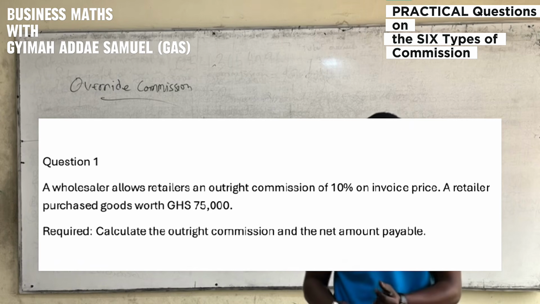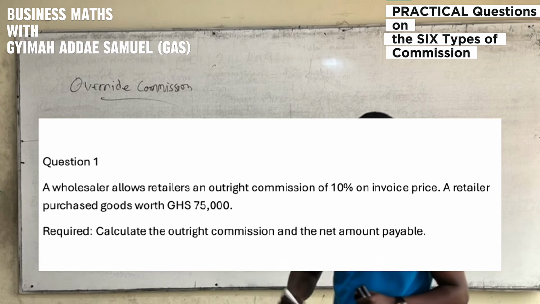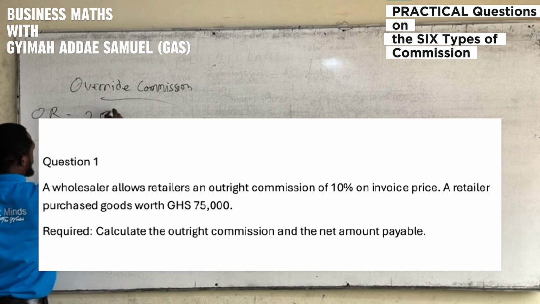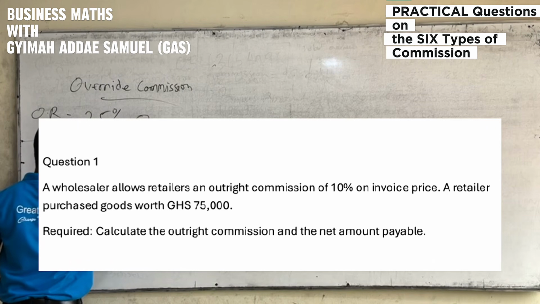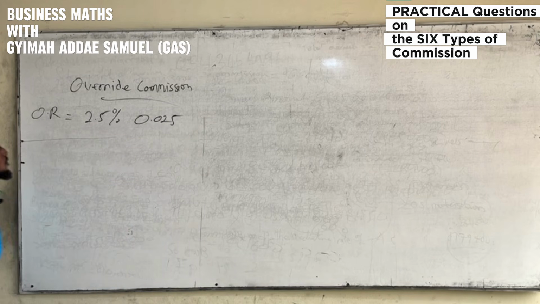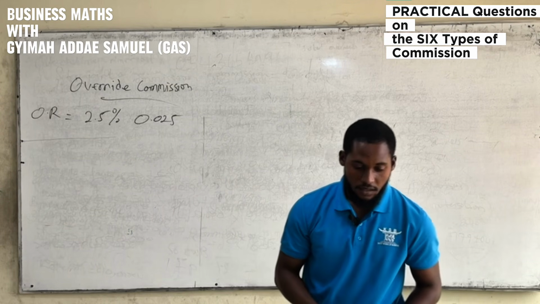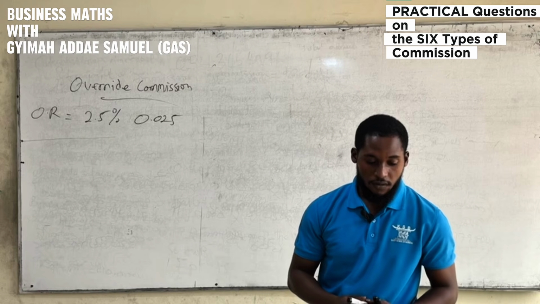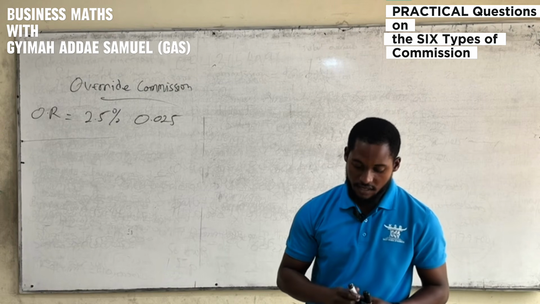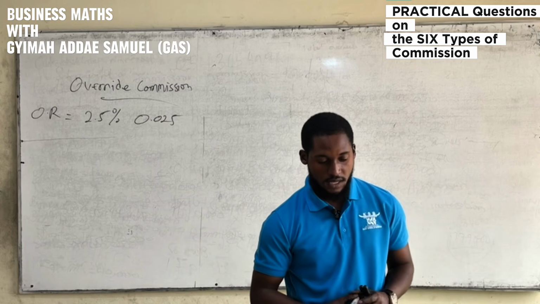We move on to the next question under override commission. Equia earns an override commission of 2.5% on her subordinate sales. So override rate, which is OR, is 2.5%. When computed to decimals, it becomes 0.025. The team recorded gross sales of 480,000 Ghana cedis, but returns amounted to 36,000 Ghana cedis.